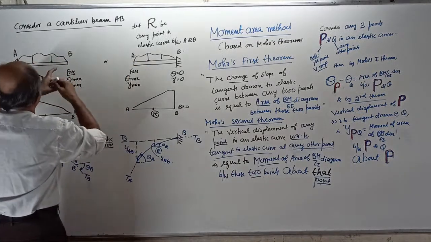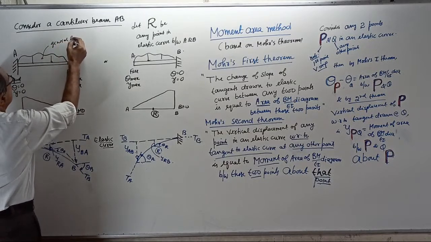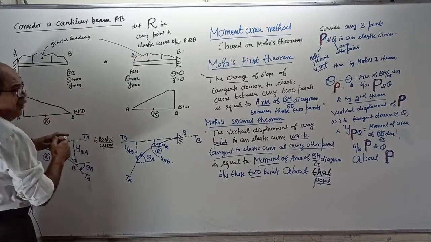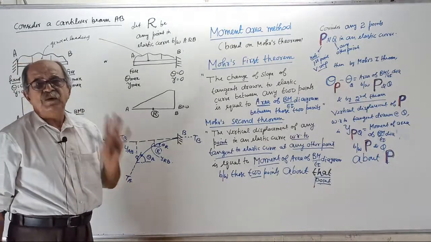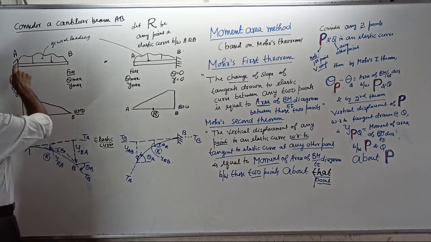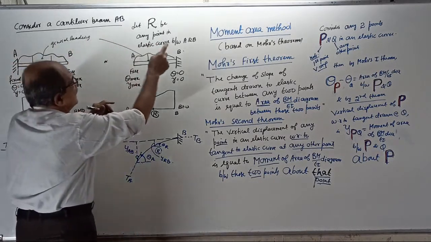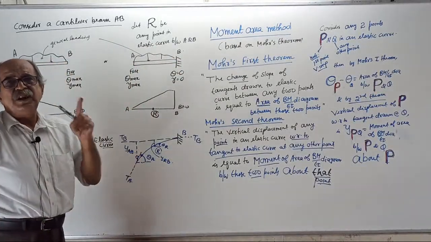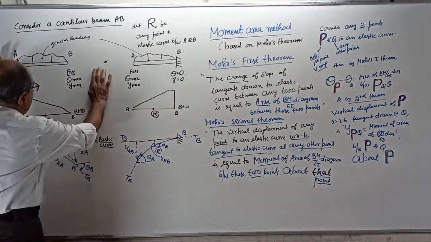Subjected to any general loading. See, this is any general loading, here and there both. Some loading. See now. Draw the bending moment diagram first. But before that, remember, this is the free end, this is the fixed end. Here, the left side is fixed, the right side is free. Here, the right side is fixed, the left side is free. Again, do not learn it by heart that way. You remember the free end and the fixed end. Okay, now, draw the bending moment diagram.